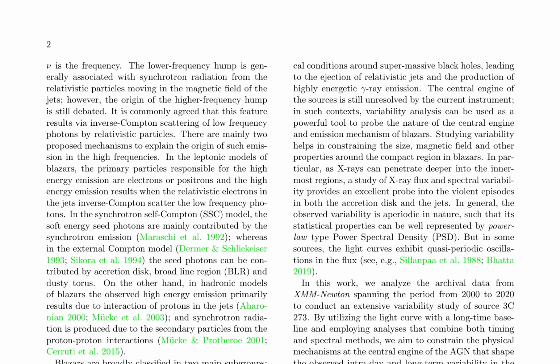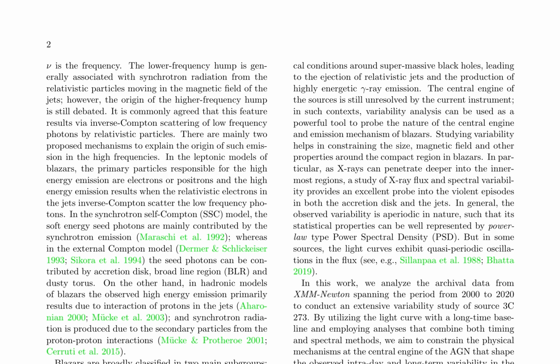Leptonic models involve inverse Compton scattering of low-frequency photons by relativistic electrons, whereas hadronic models involve proton-proton interactions producing secondary particles. Blazars are classified into 2 main subgroups: flat-spectrum radio quasars, FSRQs, and BL-lac objects, with FSRQs being more powerful and exhibiting optical emission lines.